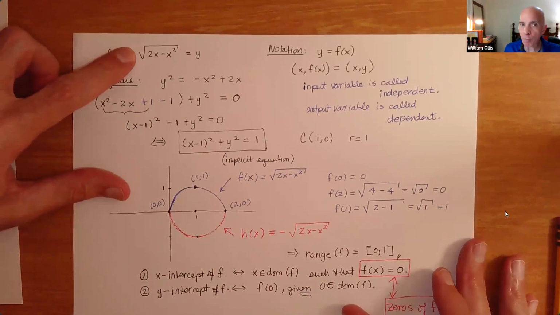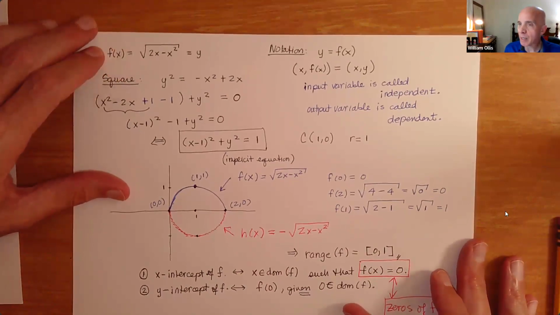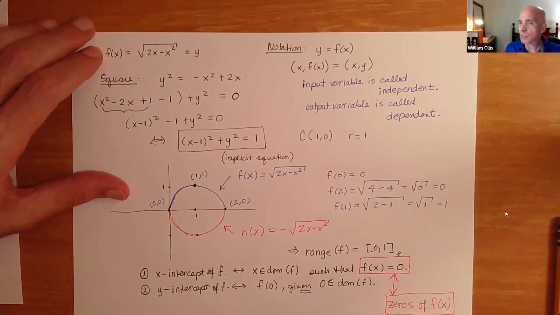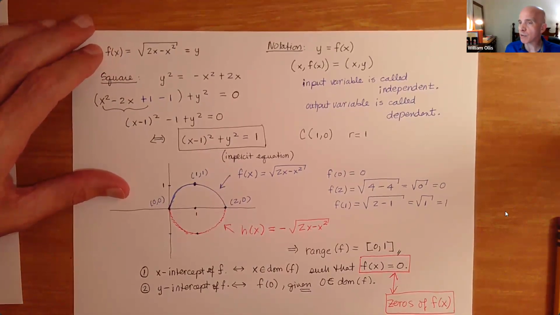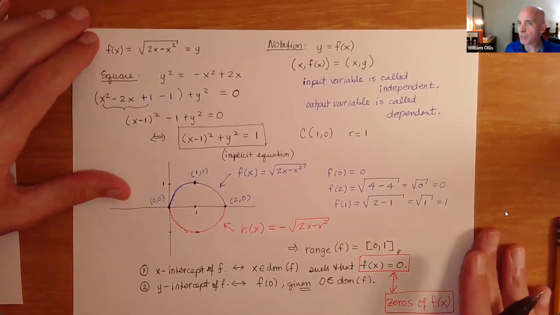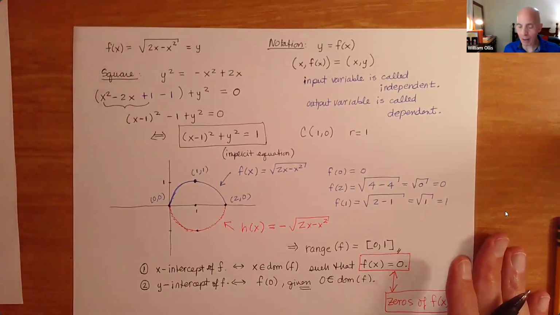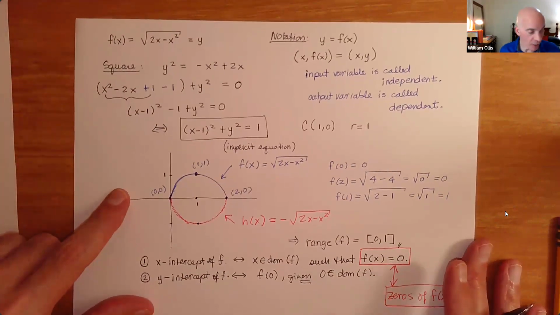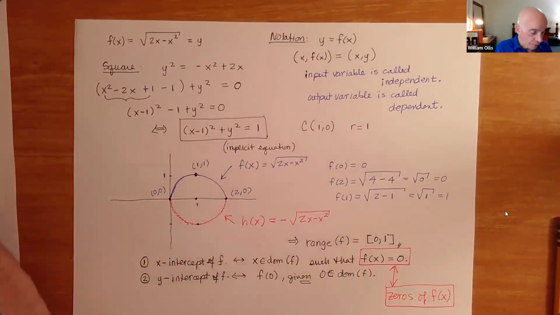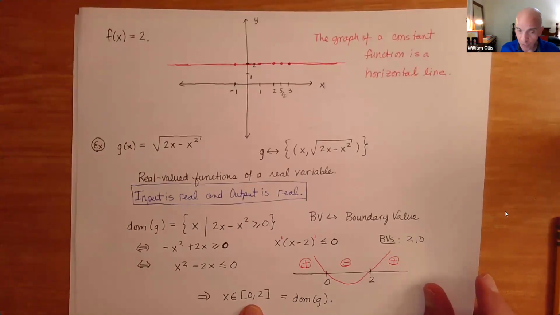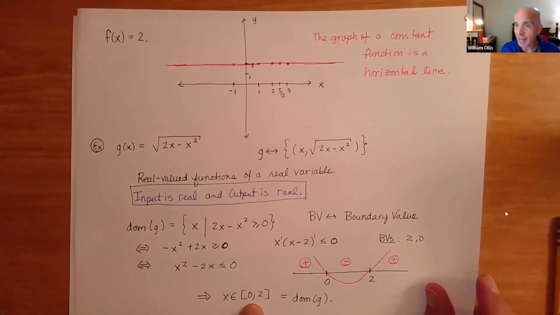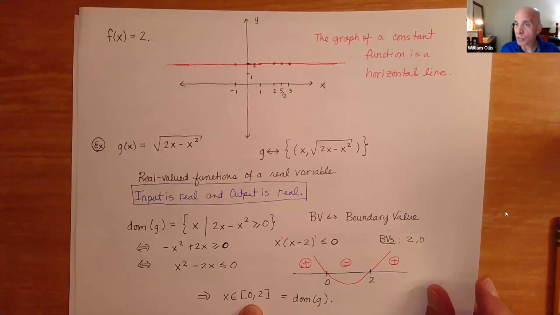But if the domain is not prescribed, then the tacit assumption is that we're looking for the largest set of real numbers for which the output is real. So again, remember, real input, real output. And what we have found with the previous example, and I keep going back to it, is that the largest set here for the domain is exactly that, the interval from 0 to 2, including 0 and 2.